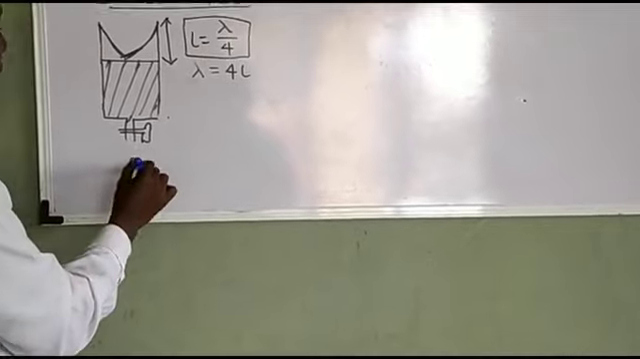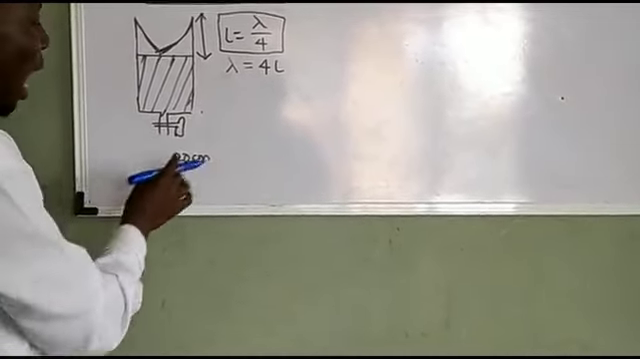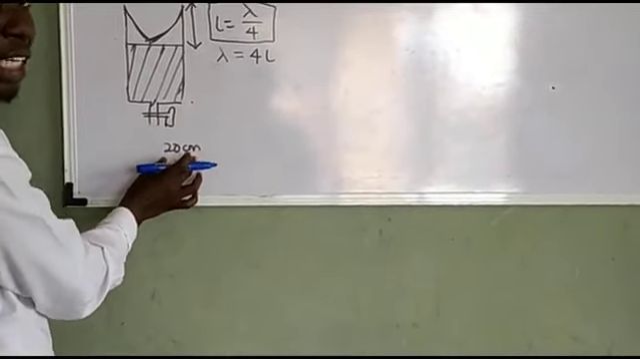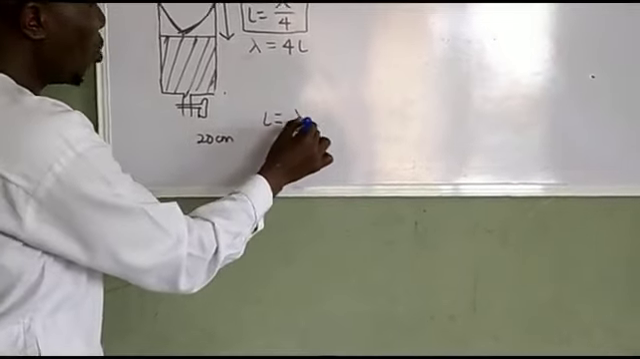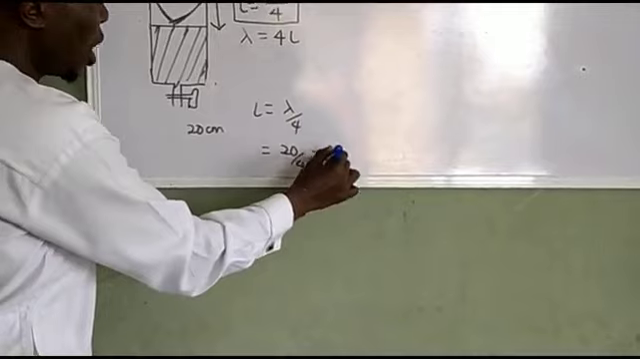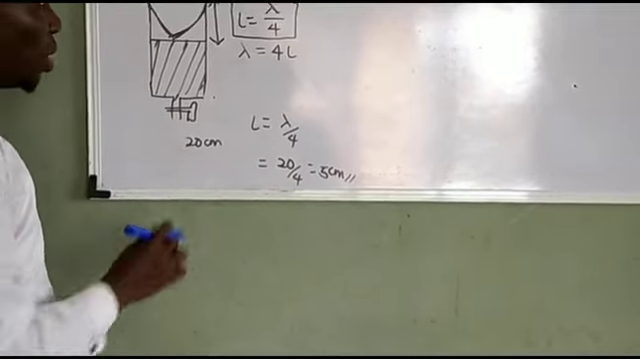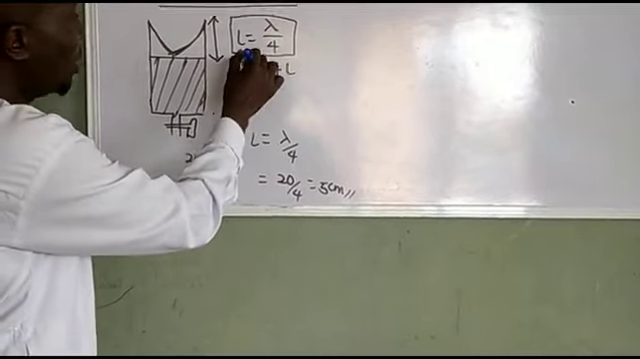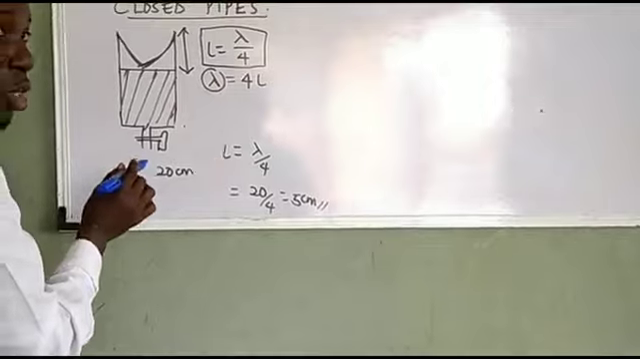Let's say your lambda is 20 centimeters, that's your wavelength, and they ask you to calculate the length of the air column. It is going to be L equals lambda over 4, and that will be 20 divided by 4. That will be equivalent to 5 centimeters. Is that got to now? If a question asks you to calculate the wavelength too, you make use of this formula. Is that got to now?